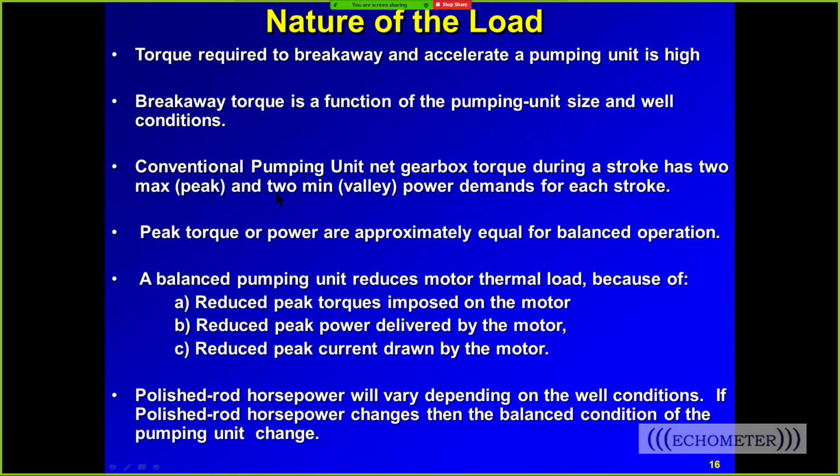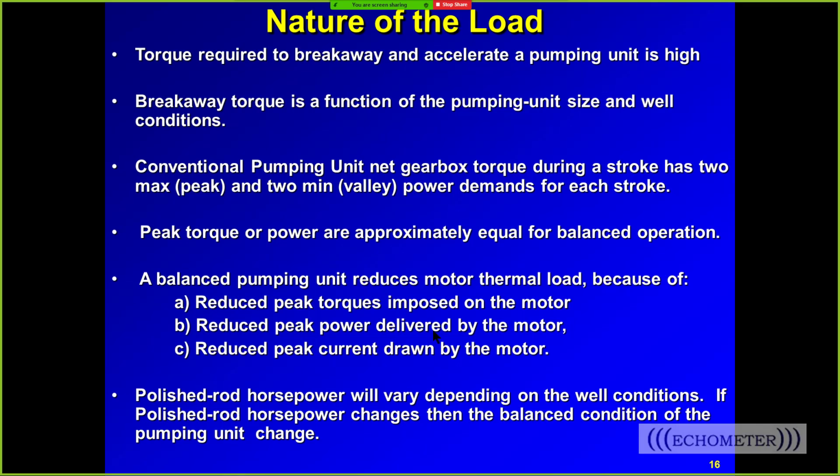And when you have the torque balance on the upstroke and downstroke, then you're going to see the same thing about the power. The power is going to be balanced, and you'll minimize your energy use because you reduce your thermal load. The thermal load is the current going through the motor causing the motor to heat up. And by reducing the peak torques that you have on the electric motor, the power is then reduced because they're very much related.